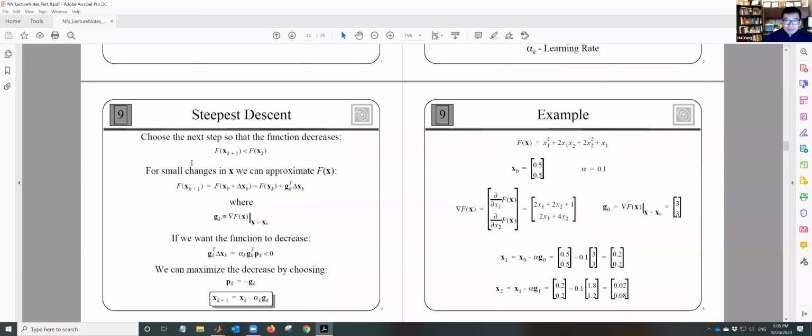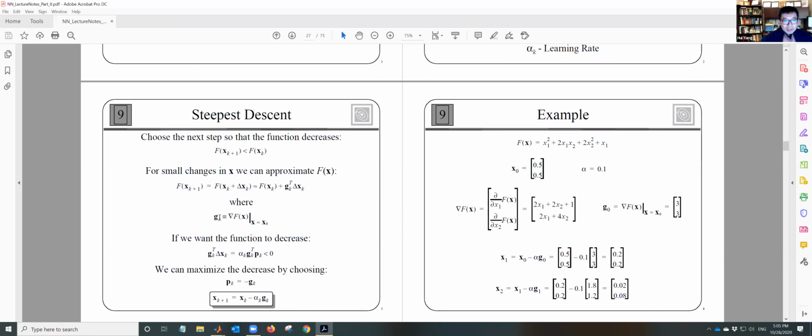But we know we have the Taylor series expansion: f(xk+1) equals f(xk plus delta xk), which is approximately equal to f(xk) plus gk delta xk, where gk is the first order derivative. So what is this part? This is the order 1 Taylor series expansion. Agree?